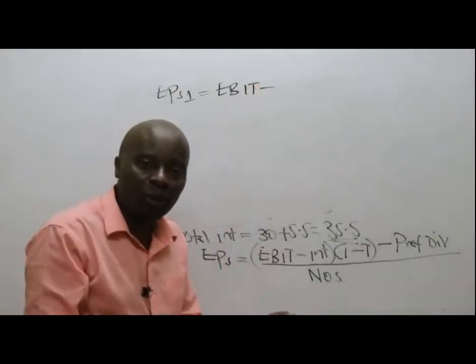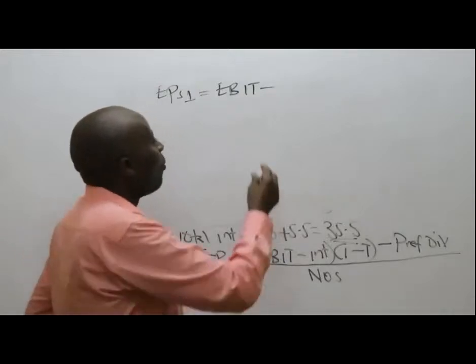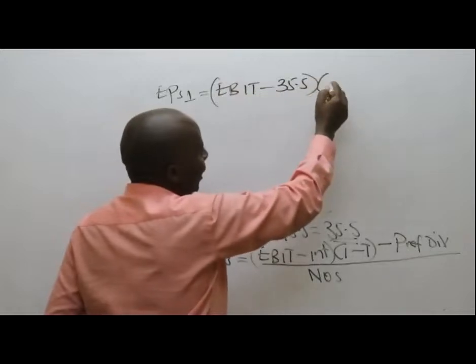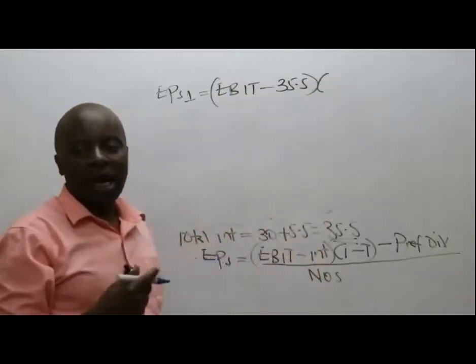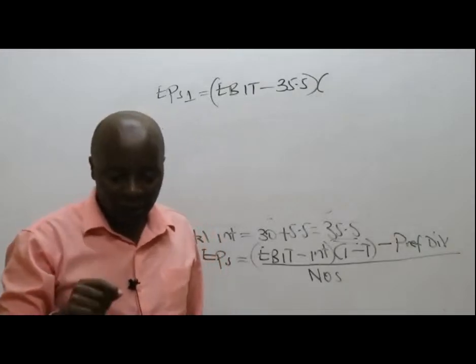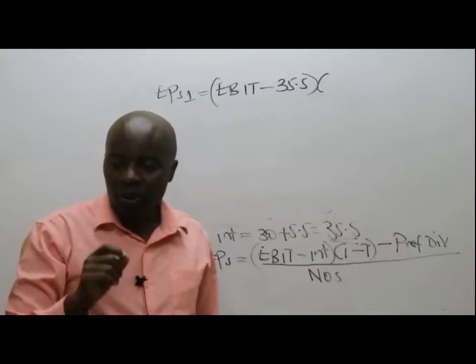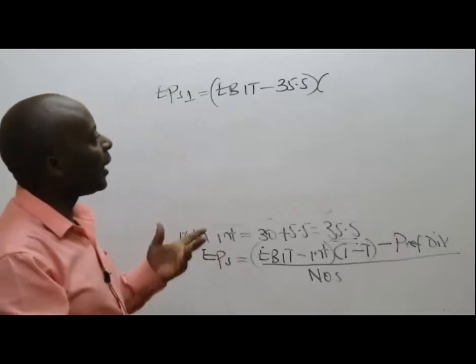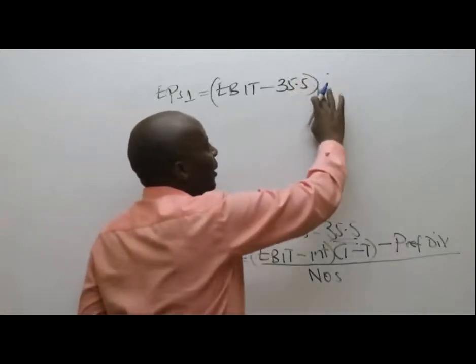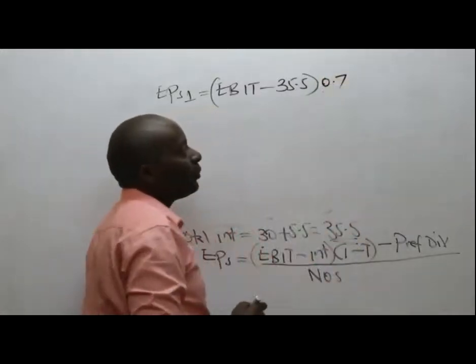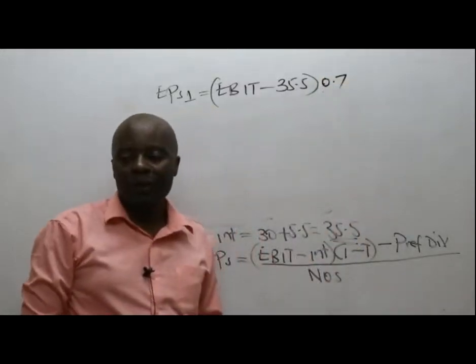If we borrow under option 1, you've told me interest is 35.5 multiplied by 1 minus tax. Have they given us the rate of taxation in this question? This question that you are doing is on your WhatsApp: 30%. So 1 minus 30% will give me 0.7.